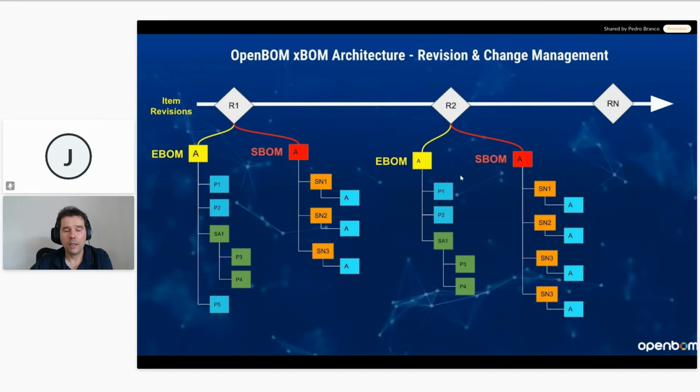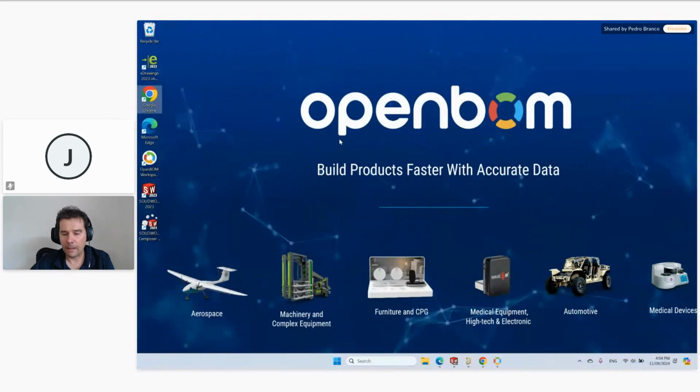OpenBOM change management and revisioning is integrated with the new xBOM structures, so they will also be part of the item revision. Revisions are stored in items. An assembly or an individual part will be an item, and those items will have a revision. I wanted to show you just an example how this could work on a new release, or releasing a new product and doing some changes using change management. So let's deep dive and I'll walk you through.